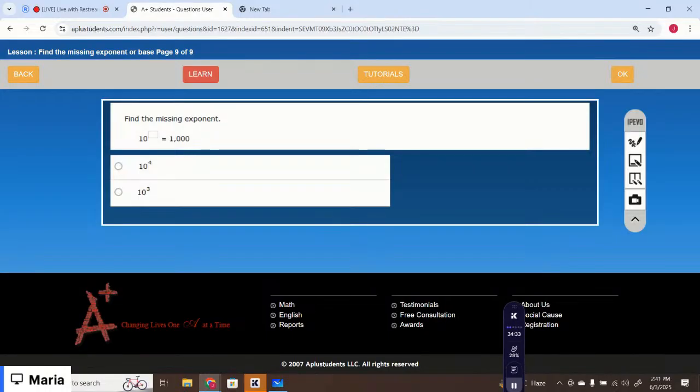Find the missing exponent. 1000 equals, which is the missing exponent? That is 10 exponent 3. That is the correct option.